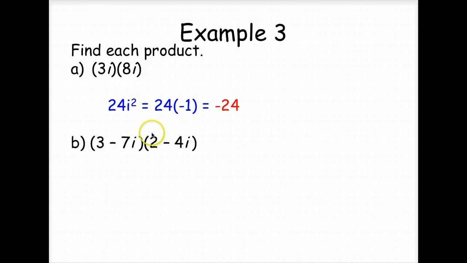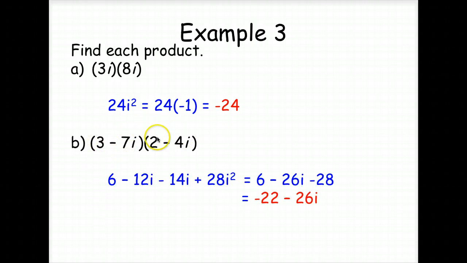Let's FOIL this. 3 times 2 is 6. 3 times negative 4i is negative 12i. Negative 7i times 2 is negative 14i. Negative 7i times negative 4i is a positive 28i squared. We can combine our like terms to get a negative 26i.